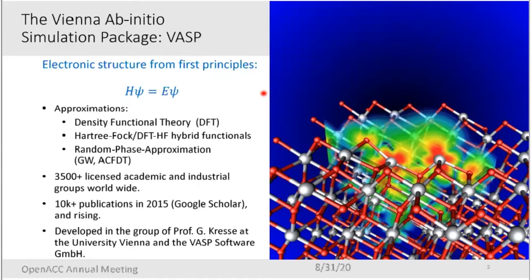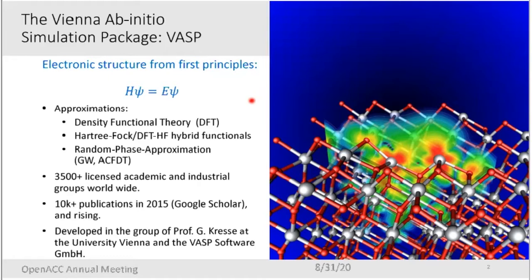I've shown here on the right a picture of one of these solutions. This is the solution of a Hartree-Fock hybrid functional calculation. What we see here is the predicted probability of an electron to occupy a defect at the surface of anatase. So this is something that comes out of the program, and once you know how the electrons at the surface behave, you could then deduce all kinds of interesting properties of this surface.